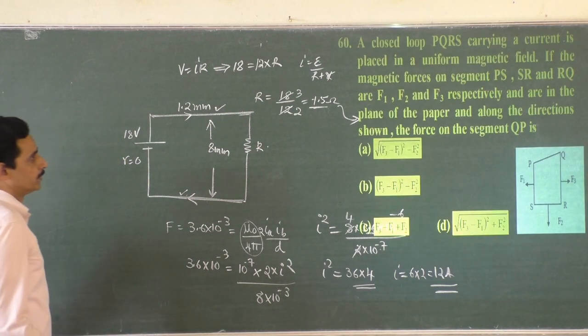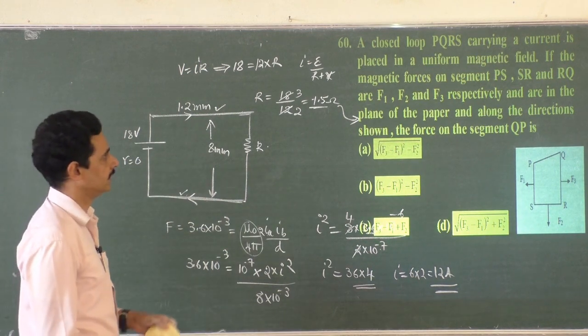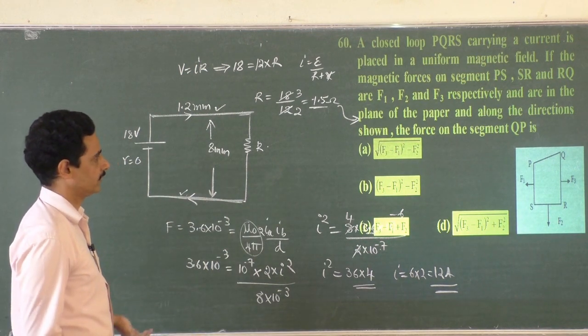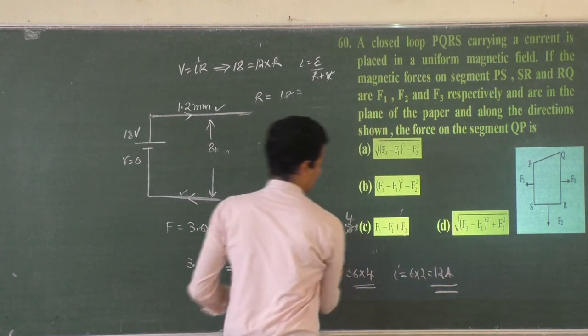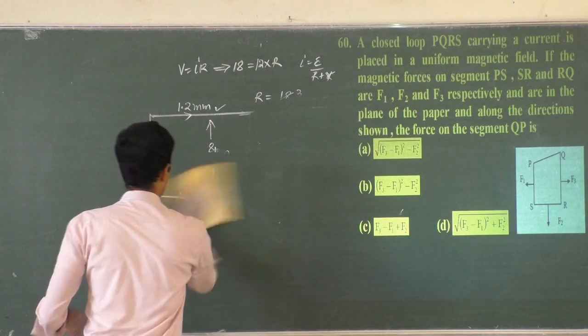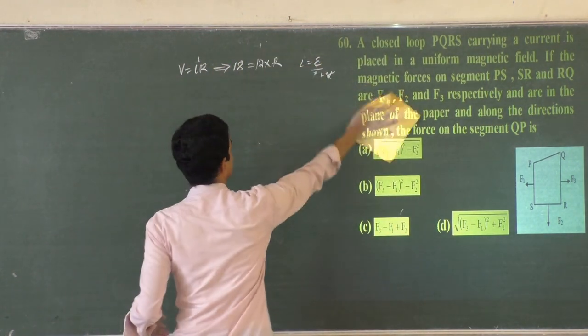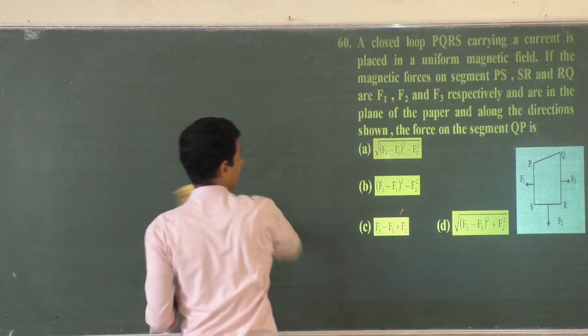A closed loop PQRS carrying a current is placed in a uniform magnetic field. Yes, I'll rub this. A closed loop carrying a current is placed in a uniform magnetic field.